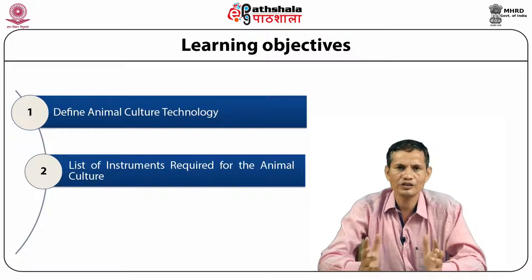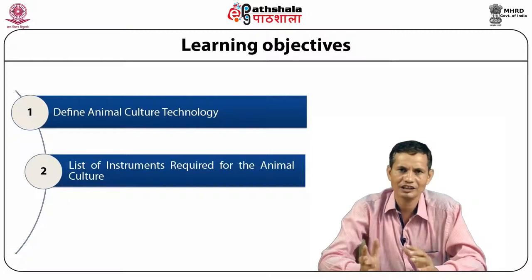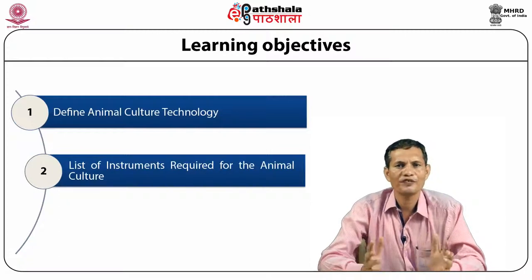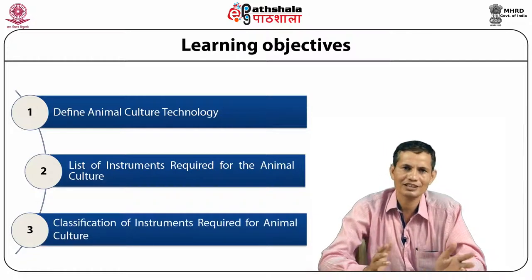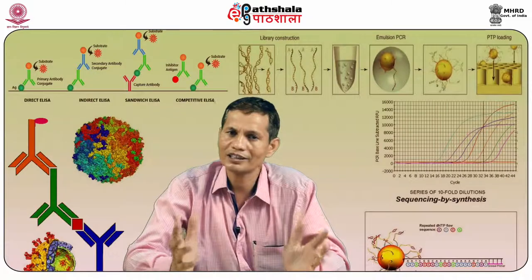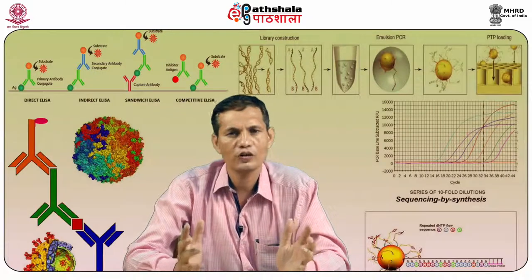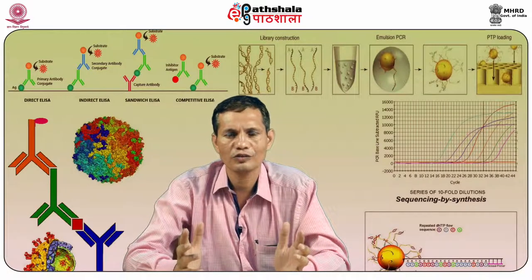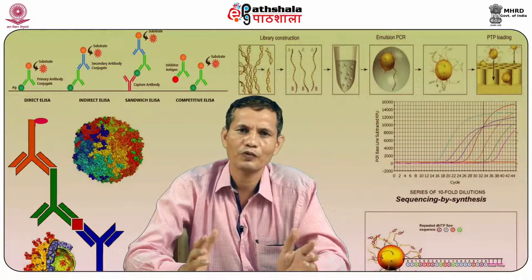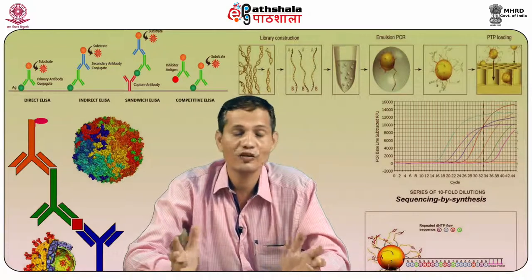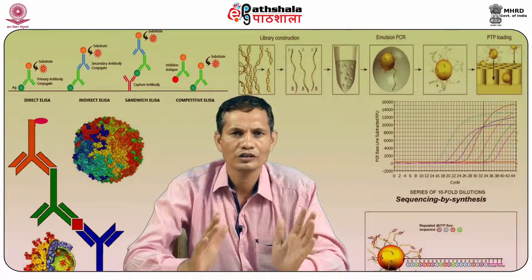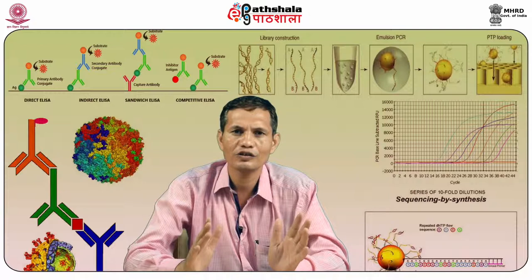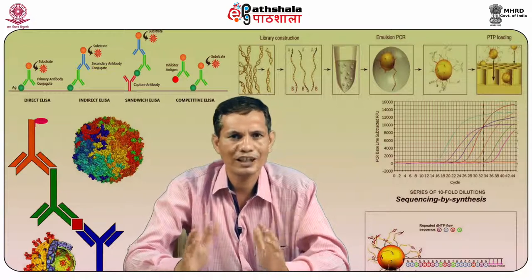What is the list of instruments required for animal cell culture technology, and a brief classification of these instruments which are utilized for animal cell culture technology. Once upon a time, the whole of animal cell culture technology was performed without the help of any instrument. But nowadays, no one can think about animal cell culture technology without instruments.